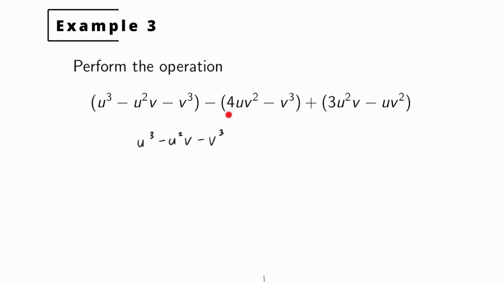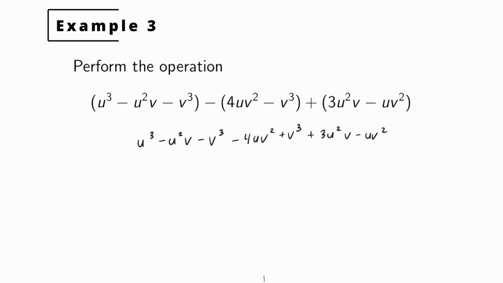For this second polynomial, we have a negative sign in front, so we just reverse all of the terms. We get negative 4uv squared, and then negative v cubed, so that's positive v cubed. And now we have a plus here, so we can just remove the parentheses. So we get positive 3u squared v minus uv squared. And now we have a lot of terms, but you can combine any terms that have the same variables raised to the exact same power.